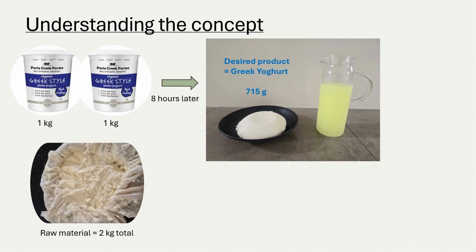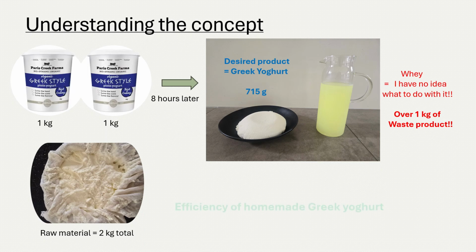I measured this and found out that I made 750 grams of this, and the yellow liquid, which I didn't bother to measure because to me it was a total waste. I didn't know what to do with it, but I'm assuming it's over 1 kilogram. But I don't need to know the mass of the waste product because I only want to find out how much of my desired product is made.